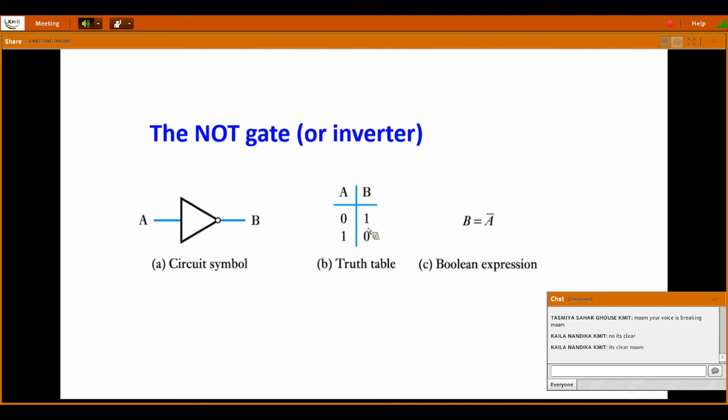So for input 0 the output will be 1, and for input 1 the output is 0. And the Boolean expression for this is B is equal to A bar. A bar, in technical terms, we call it a complement. Complement of A. See, output B is equal to complement of A. So the bar you can call A bar or A complement. Both mean the same in words.